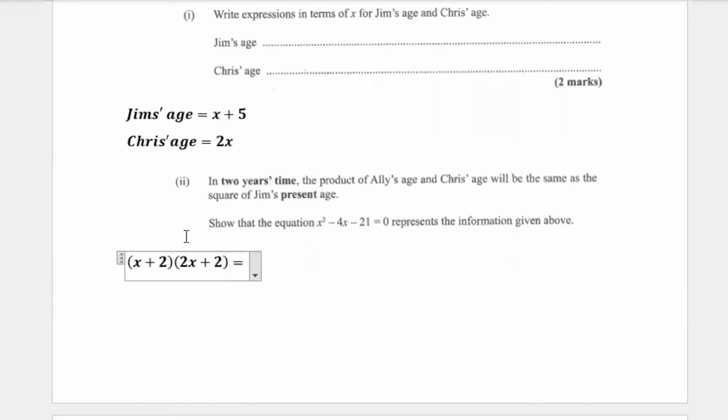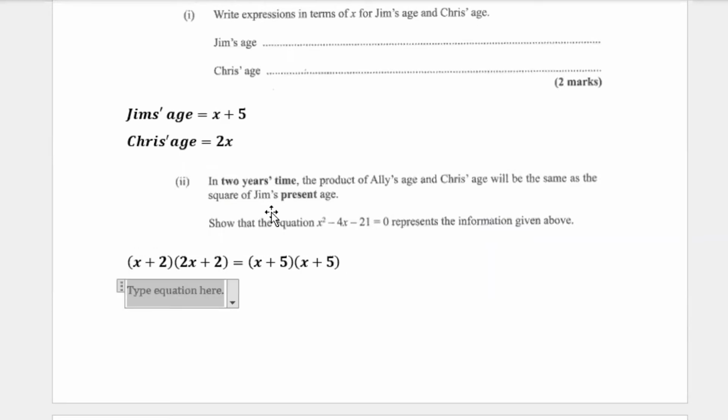So in 2 years' time, the product, so you can see that they're multiplying, the product of Ali's age and Chris's age will be the same as the square of Jim's present age. So the square of Jim's present age, Jim is x plus 5. So what we're doing is x plus 5 multiplied by x plus 5, which is the same as x plus 5 squared, but I'm just doing it like this because eventually we will need to expand our brackets. I'm just putting it out there like this from now. So this is basically what we are doing.